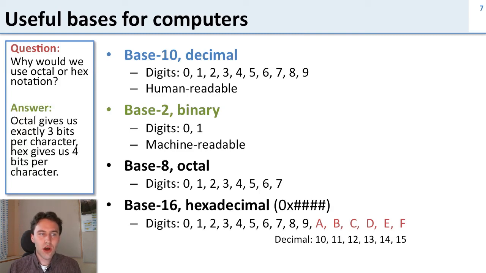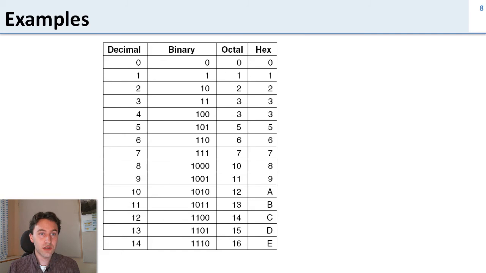Well, the answer here is that octal gives us exactly 3 bits per character. So we get 0 to 7. Hex gives us 4 bits per character. We have 16 possible ones. So if we want to take a binary number and divide it up, dividing it up into 4 bits or 3 bits is really nice. Decimal numbers can take different numbers of bits depending on which number they are. So let's take a look at an example.